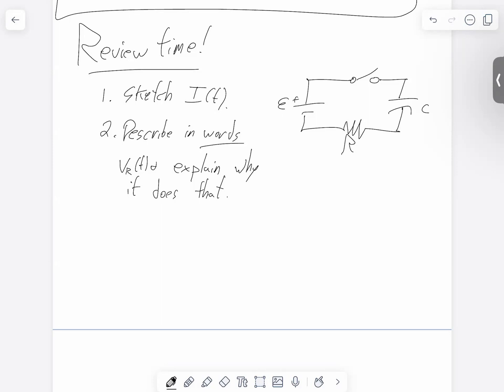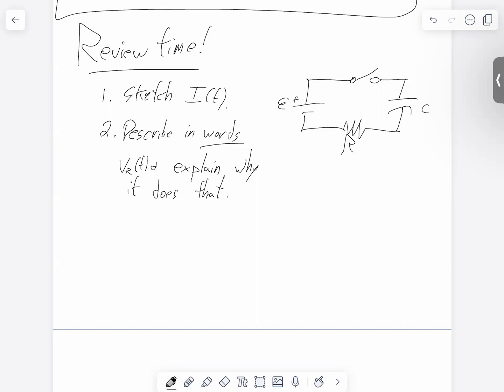Hold on. Is it a parabola? Is it linear? Is it a sinusoid? Show me with your fingers. Sketch it out. No, not the right hand rule. No, the I versus T graph. Ah, okay.